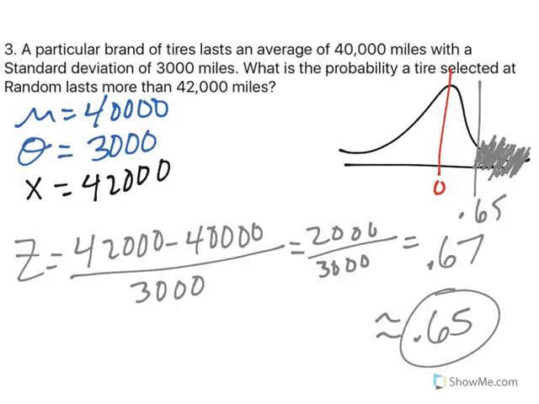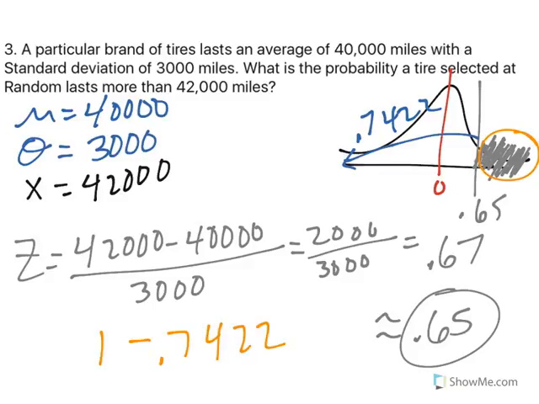So when you go to your table and you look up 0.65, it gives you an answer of 0.7422, excuse me. And notice I wrote that to the left because the table always gives you to the left. To find the gray area on the right, to find this area over here, we will take 1 minus the 0.7422 to get our answer of 0.2578.